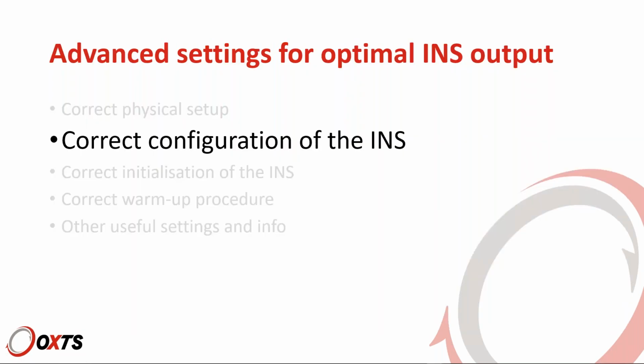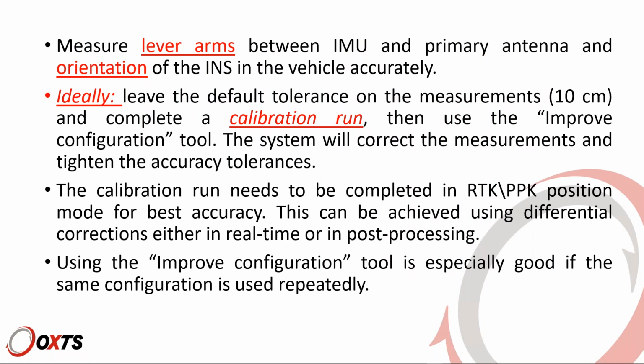The correct configuration. So the first aspect is to set the exact distances, or lever arms as we call them, between the primary antenna and the IMU, and also the orientation of the IMU in the vehicle, so that you have a perfect alignment between the IMU and your vehicle. And this ensures that the directions, the accelerations, the angular rates that the IMU is measuring are in fact the ones of the vehicle. They are the same. In order to get that, you need a perfect alignment.